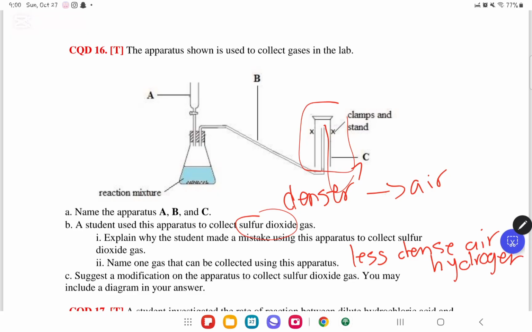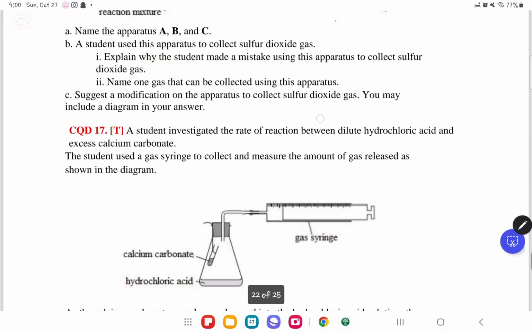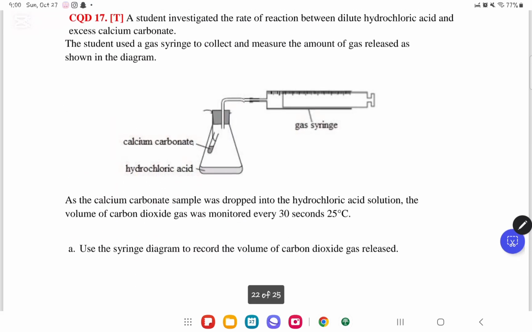Now they're telling us to suggest a modification to the apparatus to collect sulfur dioxide. You may include a diagram. Very simply, just flip the measuring cylinder. If you flip the cylinder, then the gas will be collected from the bottom. So that's CQD number 16 done. Now finally, we reach CQD number 17.